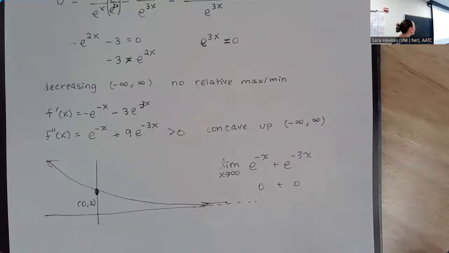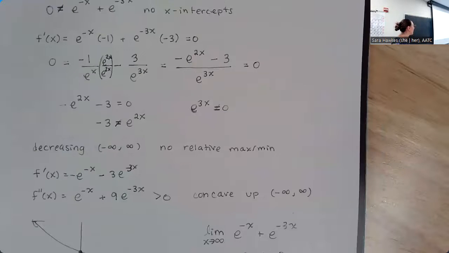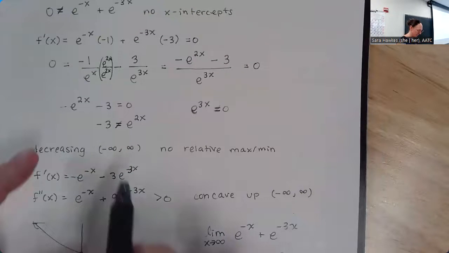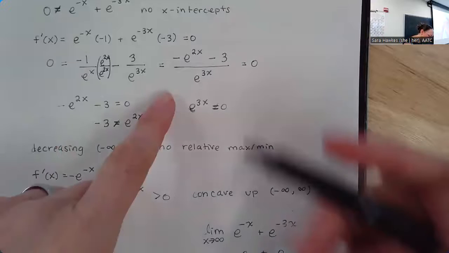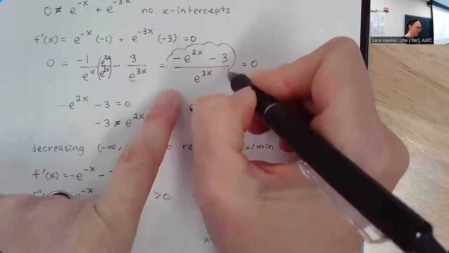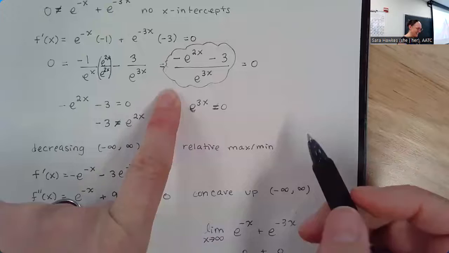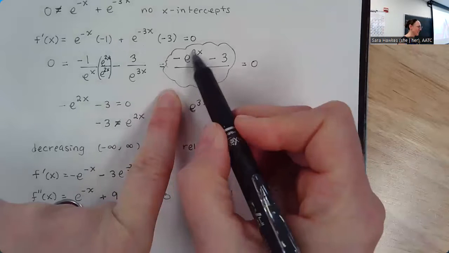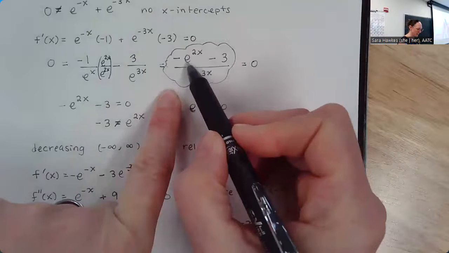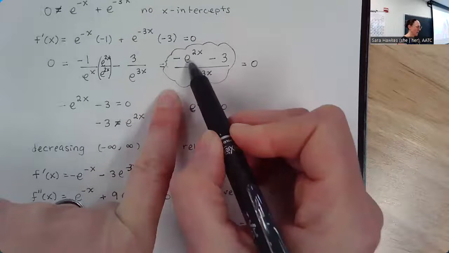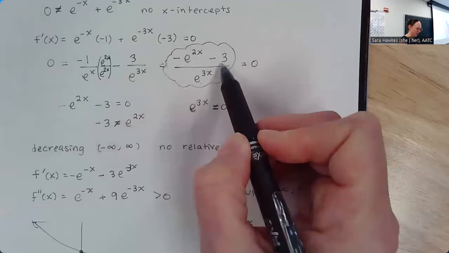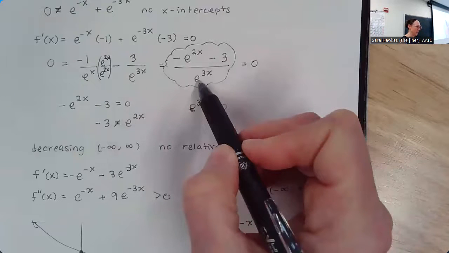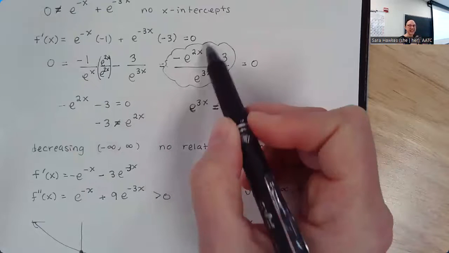Oh, I know it's decreasing because it's always negative. My derivative is always negative. So if I look at this version of the derivative, e to the something is always greater than 0. So essentially this is like some negative number minus 3. Well, it's definitely negative. And the bottom is a positive number. So a negative over a positive, it's negative everywhere.